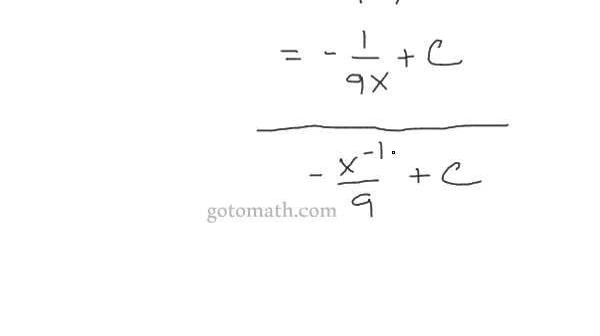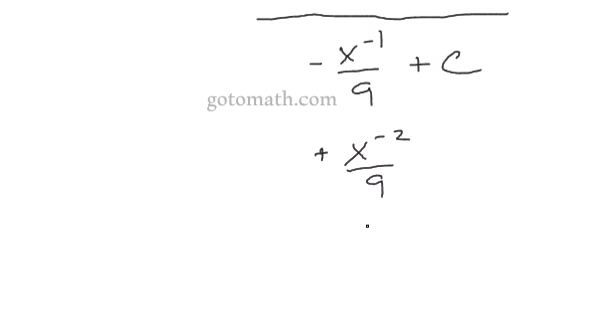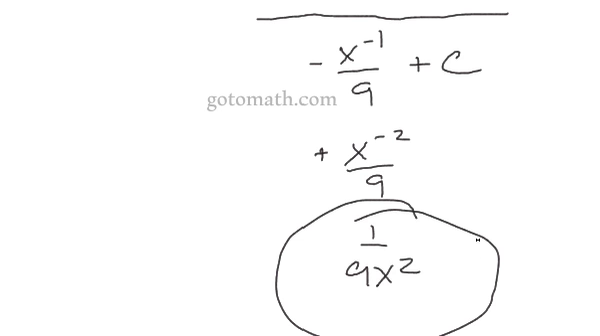Subtract 1 from the exponent, or no, wait a minute. Take the negative and bring it out front. Whew, it's confusing. Makes that a positive x to the negative 2 over 9, and of course the derivative of c is 0. And that ends up being 1 over 9x squared. Right, and I believe that's what we started with. All right.